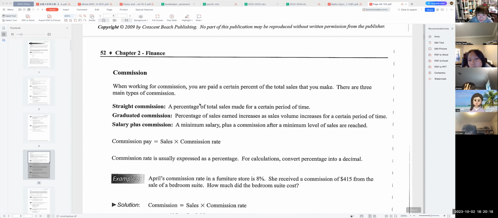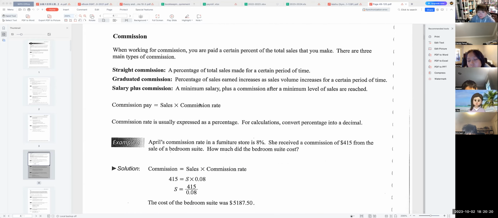Okay, so now let's take a look at the commission, okay? So what is a commission? So some people are working on commissions. For instance, if you go to your sales, okay? So if you're a sales, you're just getting the salary. April's commission rate in furniture store is 8%. She received a commission of 415 from the sale of a bedroom suite. How much did the bedroom suite cost?